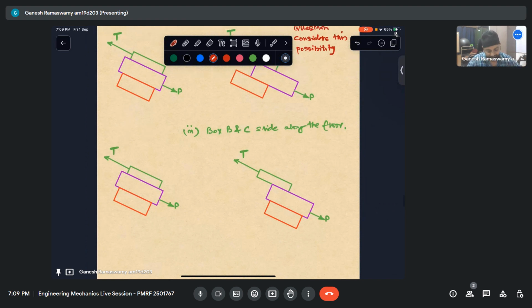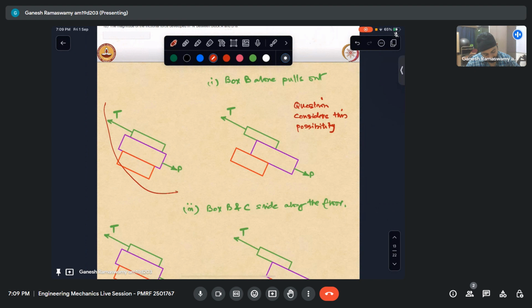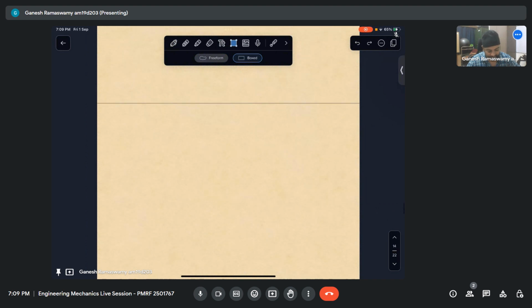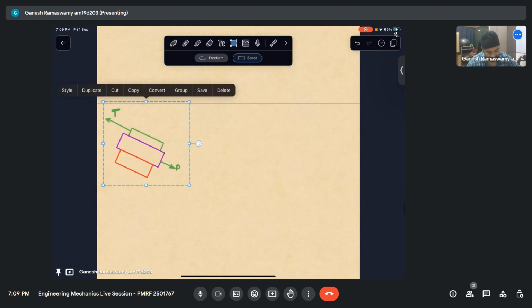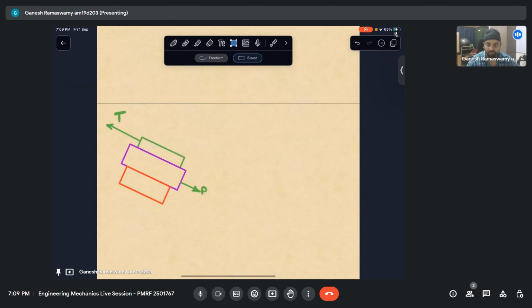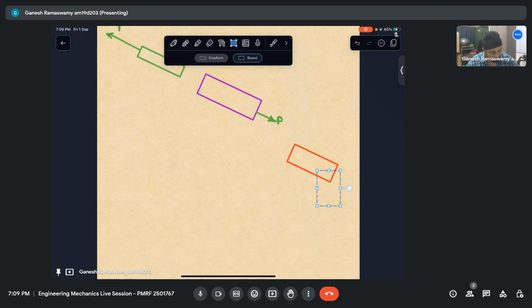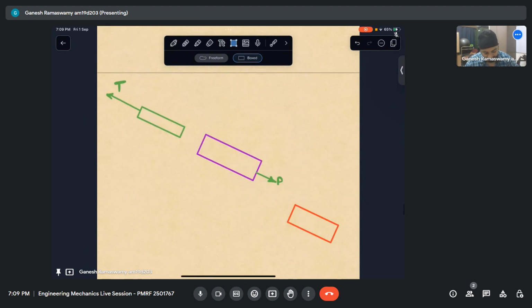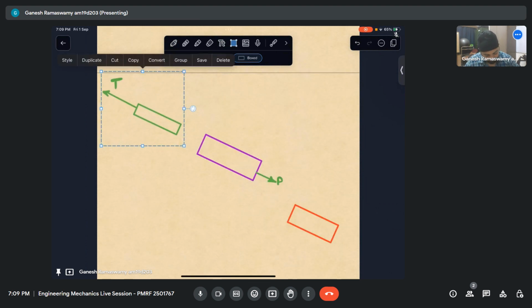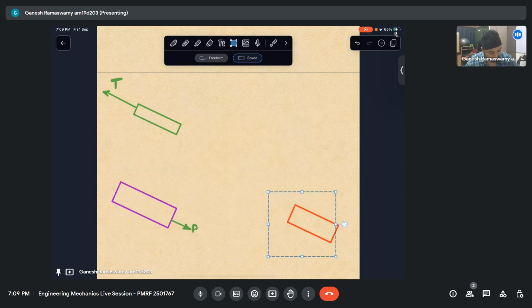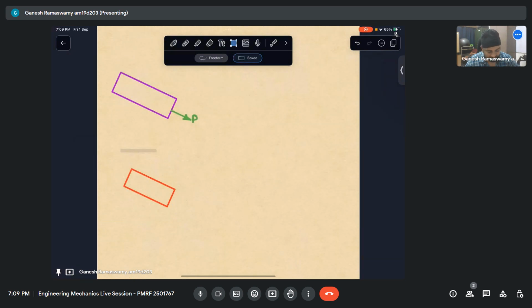Okay, so this is the free body diagram. Let me copy it once again and put it here. Now I am considering the first case. So let me separate out each of the boxes. So it's like this. This is one, this is the second one, and this is the third one. Free body diagrams.